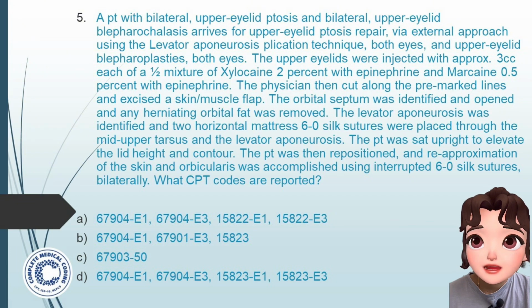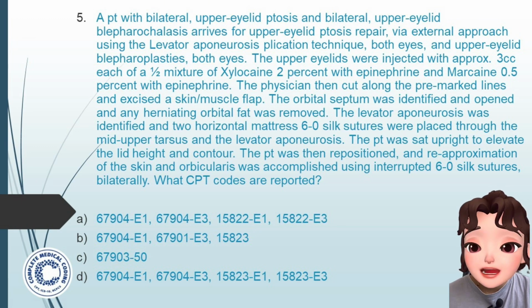And what are the procedures carried out here? One is upper eyelid ptosis repair, and the other one is blepharoplasties. Okay, so what is the given code? 67904.